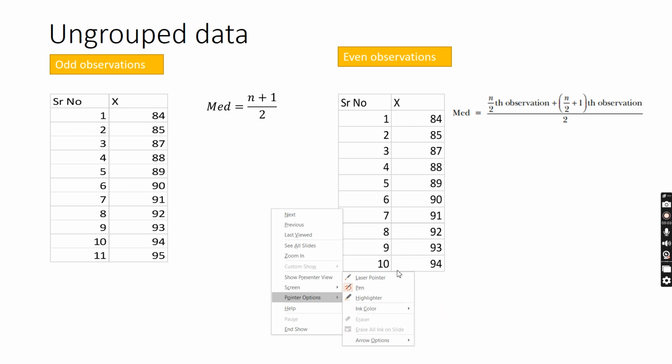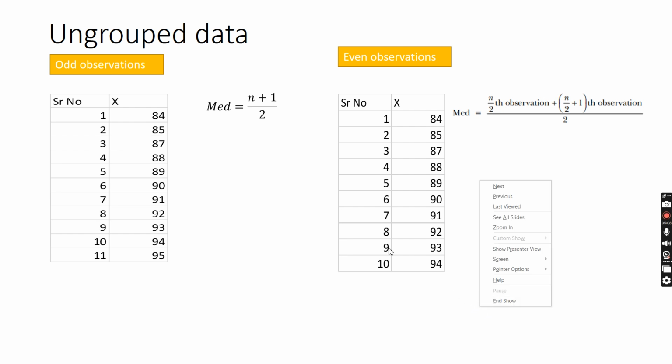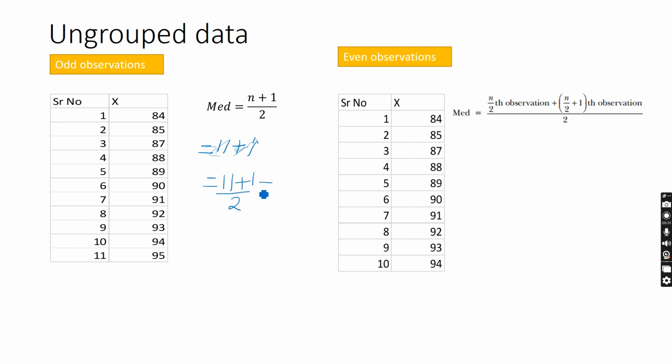Let me choose a particular ink color to highlight. Okay, I'll choose blue. So here, for the odd observations, the formula says (n plus 1) divided by 2. I have 11 observations, so 11 plus 1 divided by 2. It would be 12 divided by 2, which is 6th.